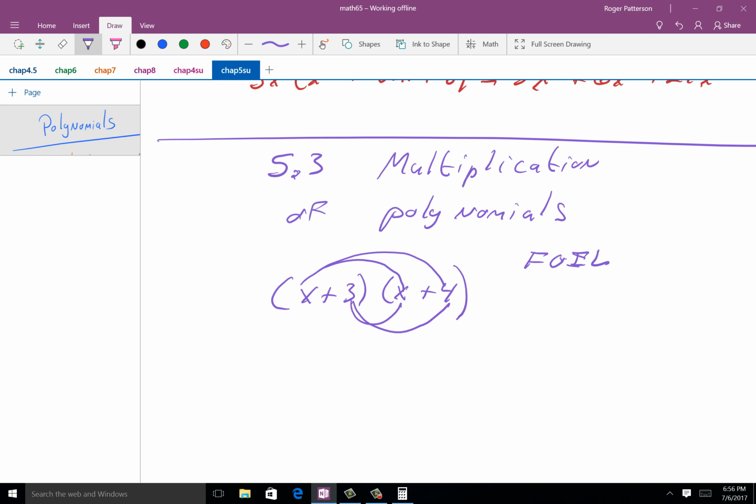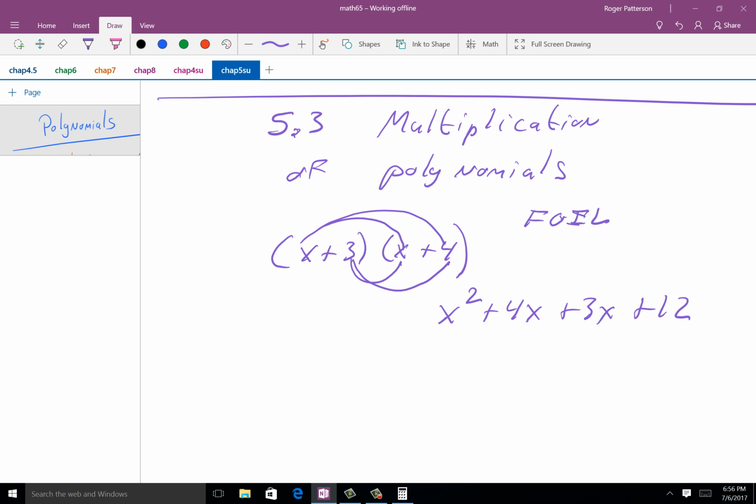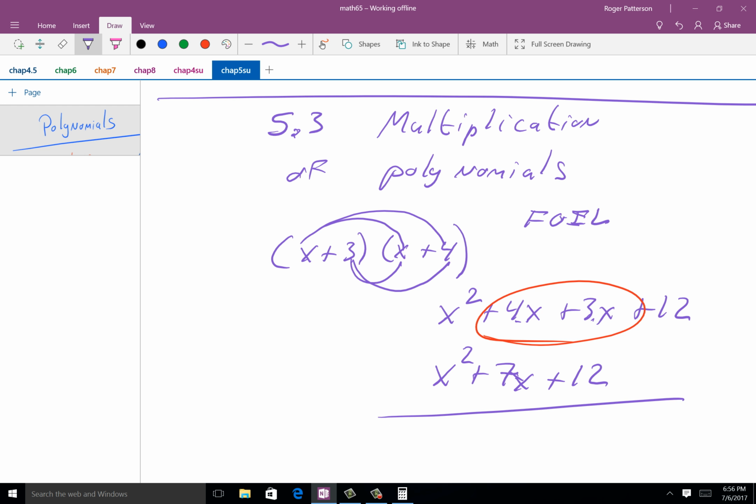So if we multiply, x times x gives me x squared. x times 4 gives me 4x. 3 times x gives me 3x. 3 times 4 gives me 12. Now almost every single time the stuff inside gets combined. 4x and 3x gives me 7x. And that's done. Okay. That's called FOILing.